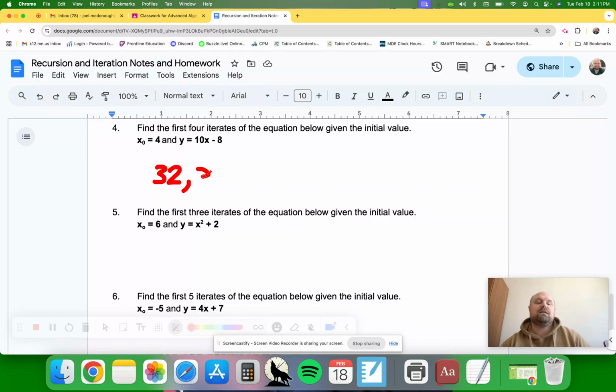320 minus 8 is 312. Then you would take 10 times 312 and subtract 8. So 10 times 312, subtract 8, would be 3112. I'm going to let you figure out the fourth one, but you would take 3,112 and plug that in for x right here, for the 10. 10 times 3112, press equals, subtract 8, and that's going to be your next term.